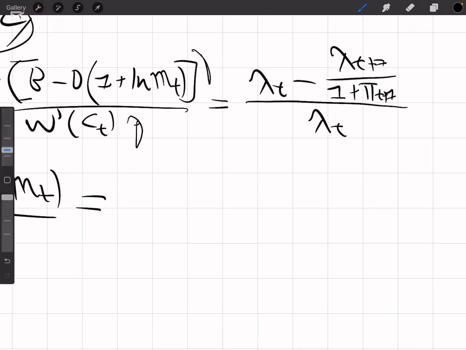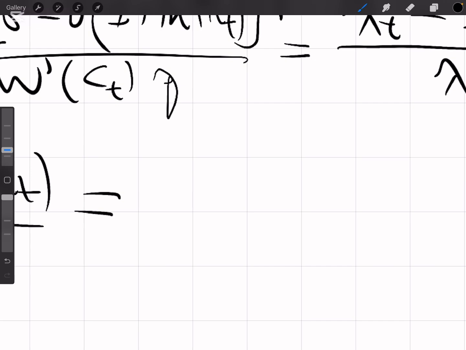And by the way, you know what's happening to the right side, because we've got to simplify it.